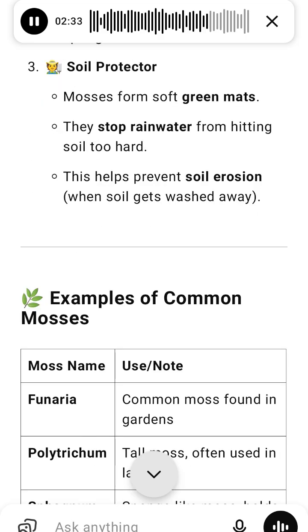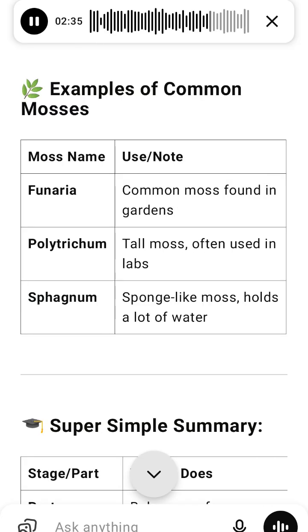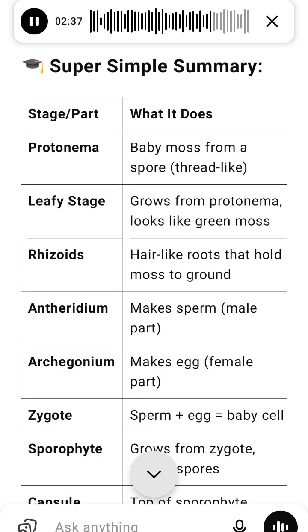How do spores help? Spores are tiny particles made inside the capsule. When mature, the capsule bursts and spreads the spores. Each spore can grow into a protonema, starting the life cycle again.